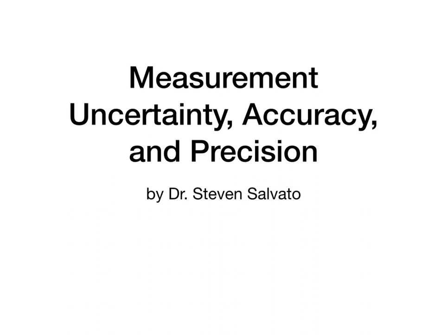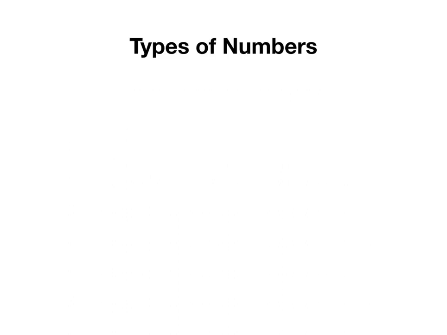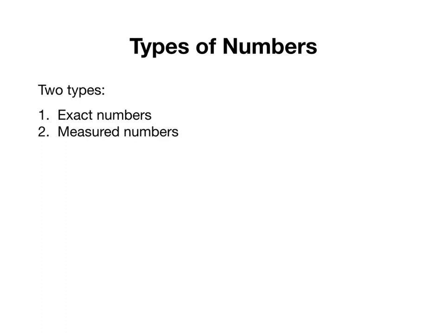All right, hello class. This video lecture is going to be on measurement uncertainty, accuracy, and precision. In this course, we're going to be dealing with two types of numbers: exact numbers and measured numbers. Let's talk about the difference between these two types of numbers.